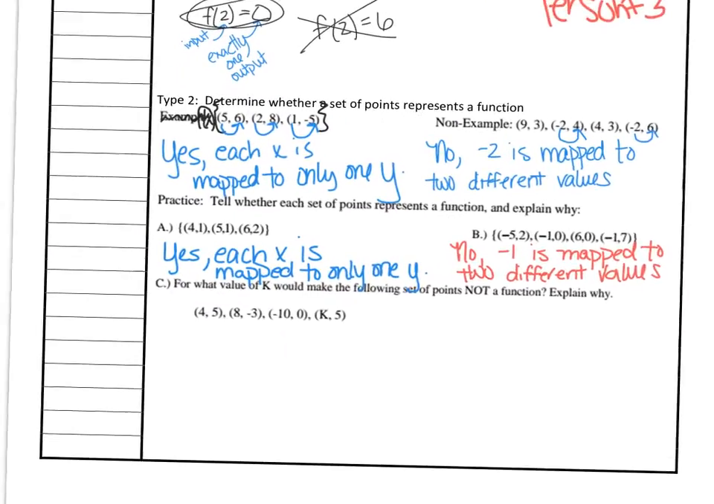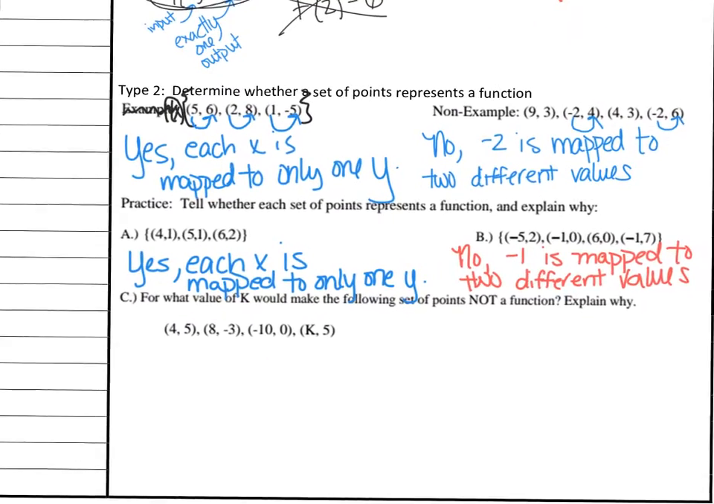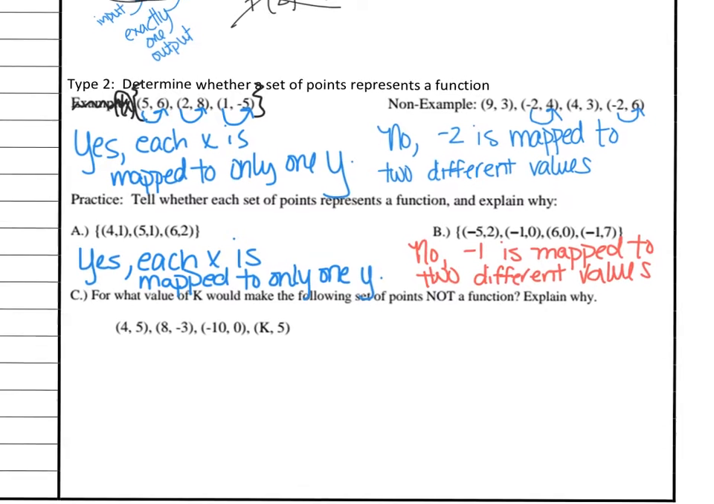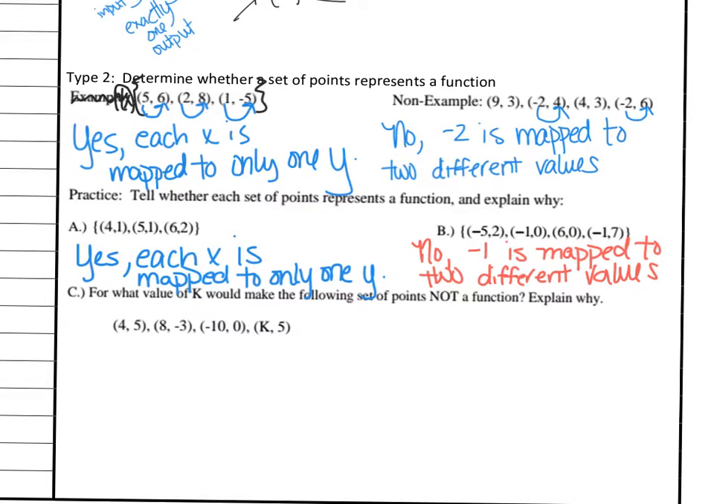All right, so for A, I hope you guys did not get tricked. A is still a function. Even though 4 goes with 1 and then 5 goes with 1, that's okay. It's just that you can't repeat an x to two different y's. So 4 goes with 1, 5 goes with 1, 6 goes with 2, that's okay. Each x is mapped to just one y.